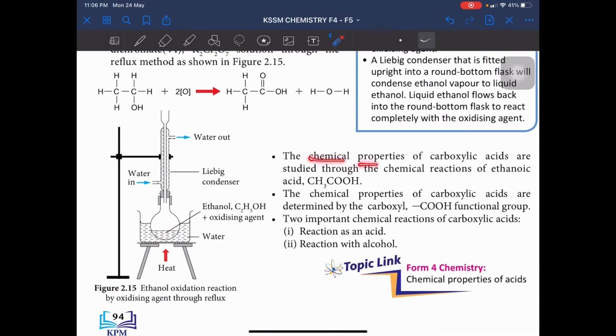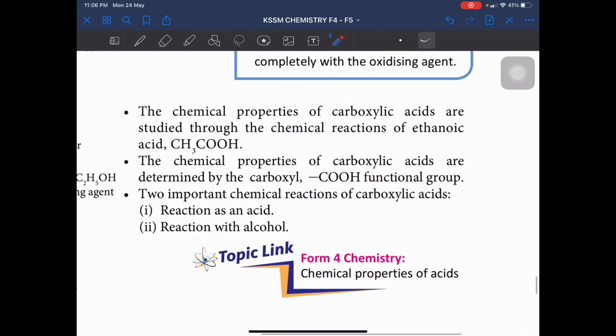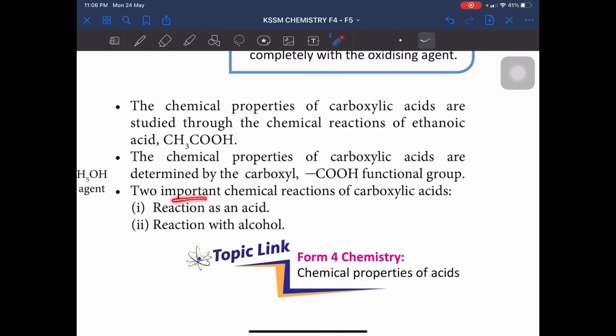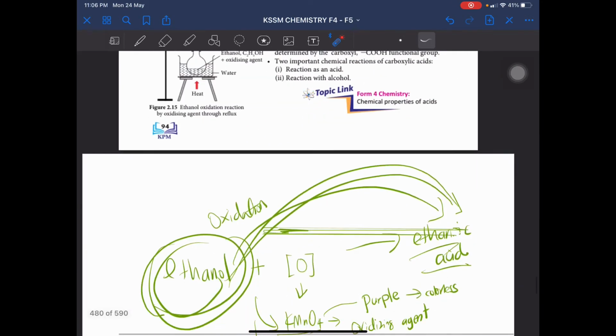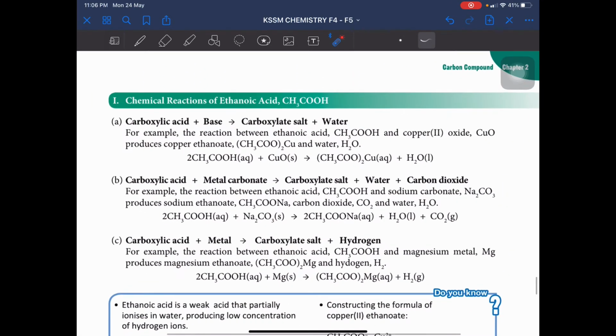The chemical properties of carboxylic acid are studied through the chemical reactions of ethanoic acid. So each homologous series has chemical properties. Same goes to carboxylic acid. So there are two important chemical reactions. One, reaction as an acid, and two, reaction with alcohol. Okay, let us look at the first one. Chemical reactions of ethanoic acid.